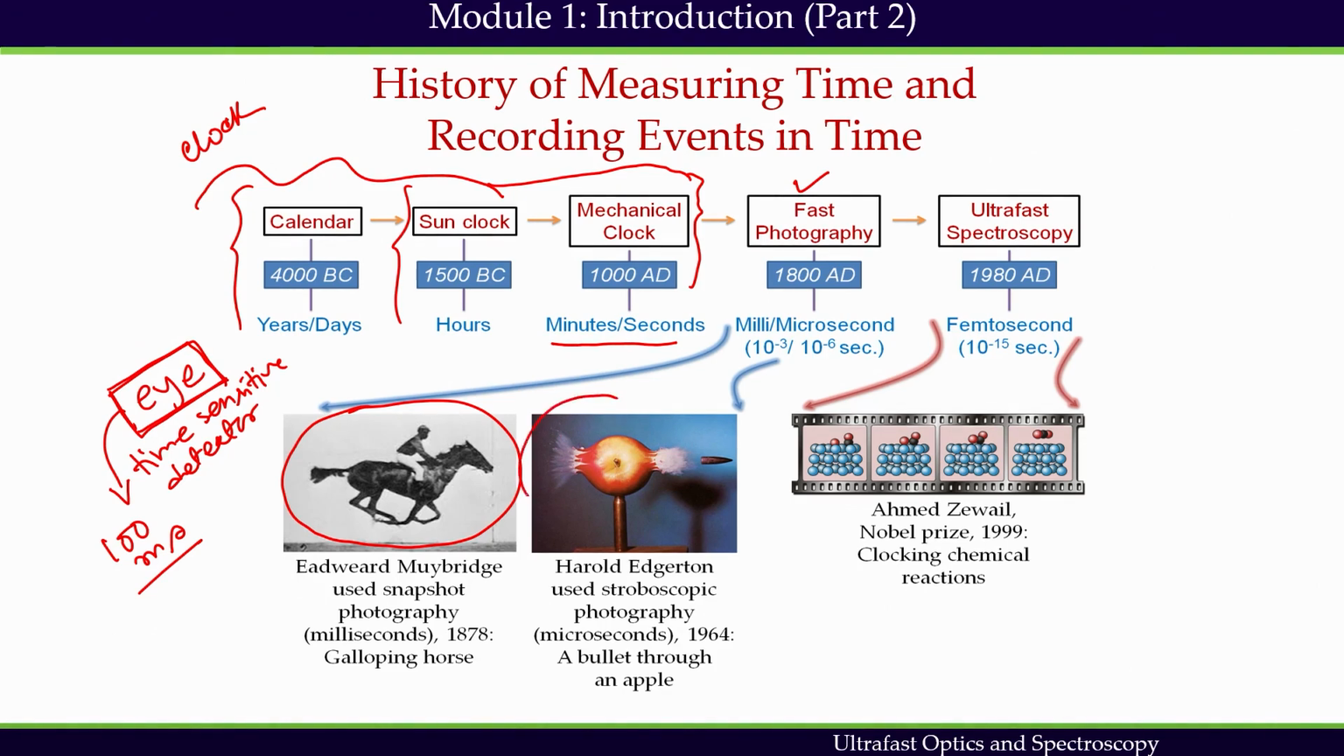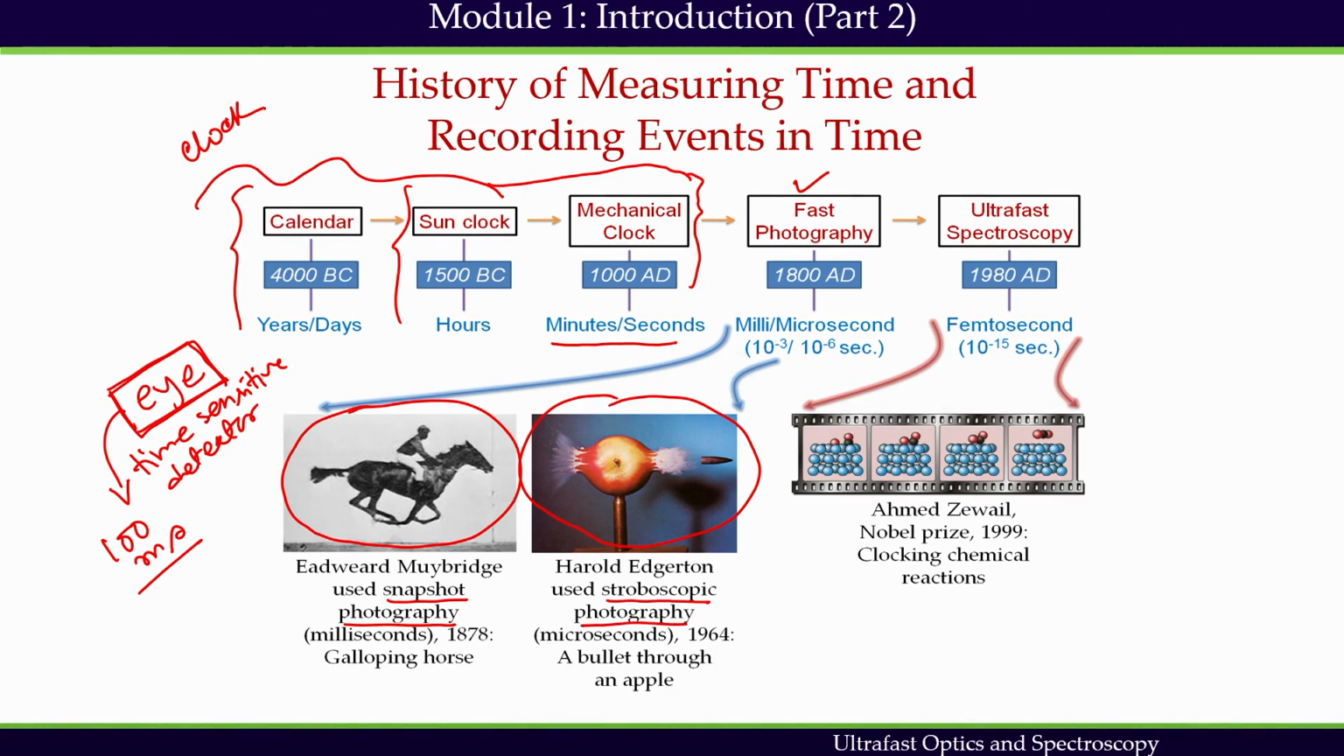1964. He recorded an image of a bullet passing through an apple. Snapshot photography was used, but this was done by stroboscopic photography. Stroboscopic photography and snapshot photography are a little different.